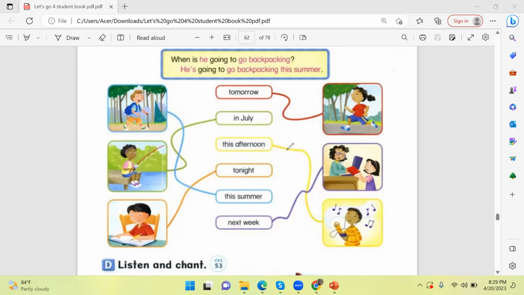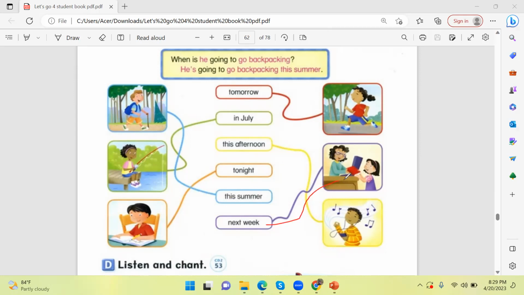Very good. How about this afternoon? This afternoon, he listens to music. Okay, he listens to music. Very good. How about tonight? Tonight, he reads a book. Okay, he is reading a book or writing, or it could be studying. Very good. How about this summer? He is doing homework. Yeah, that's correct. He is going to go camping this summer. Okay, very good. How about next week?